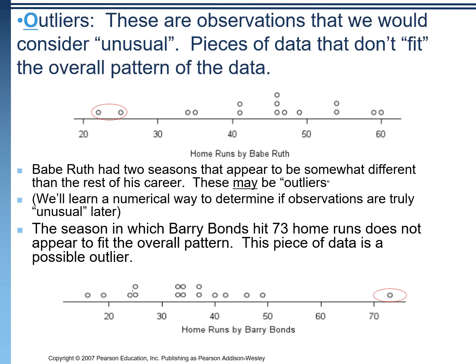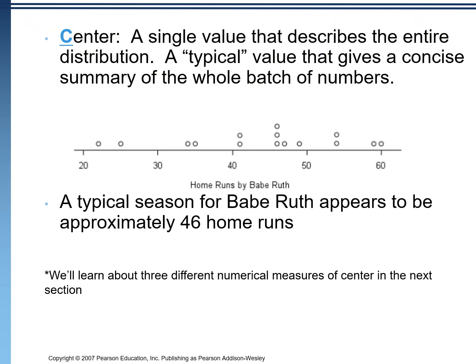Next up in SOCS is the O. O's for outliers. Are there any unusual data points? So in Babe Ruth's home runs, these two are potentially unusual. So we can say that they appear to be outliers. Eventually we'll go over ways to actually determine this mathematically. But for now, we can just say this is a possible outlier or it appears that it could be an outlier. The C in SOCS is for center. We want to represent this entire distribution by a single number.